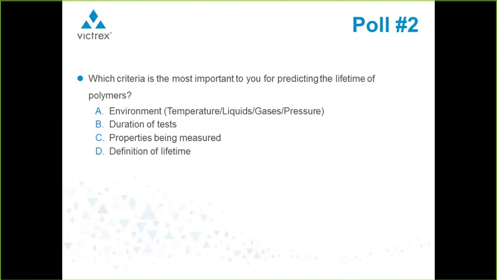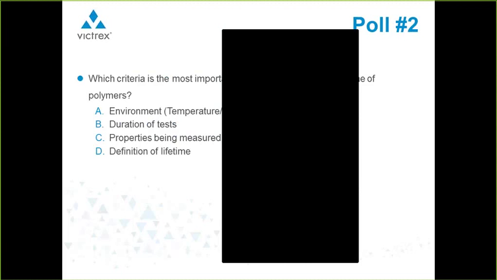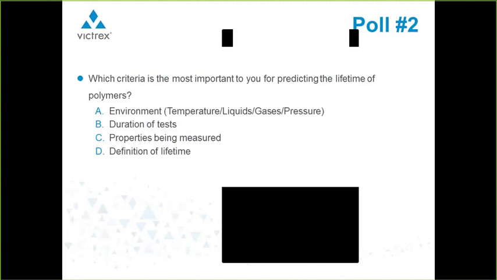So at this point, we have another poll question for you, if you would be so kind as to give us your thoughts on this one. And the question is, which is the most important criteria for predicting the lifetime of polymers, in your opinion? Is it A, environment, i.e. temperatures, liquids, gases, or pressure?